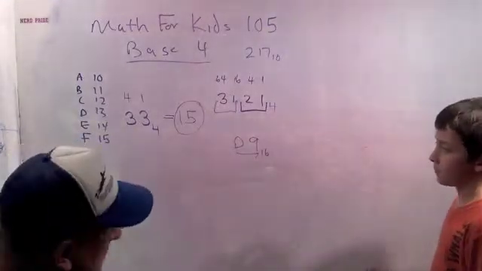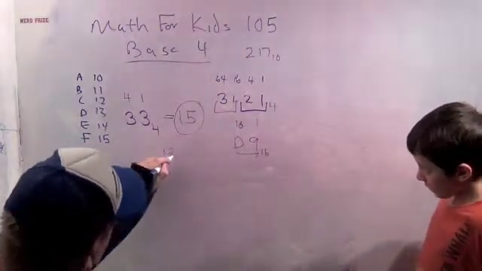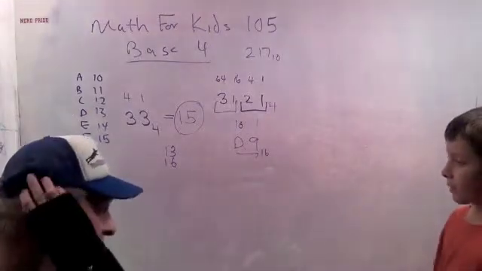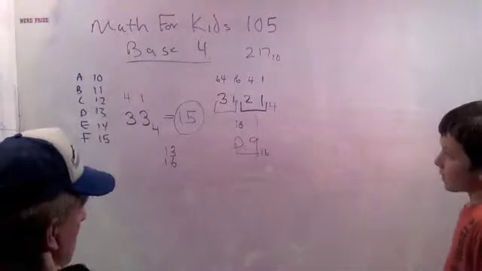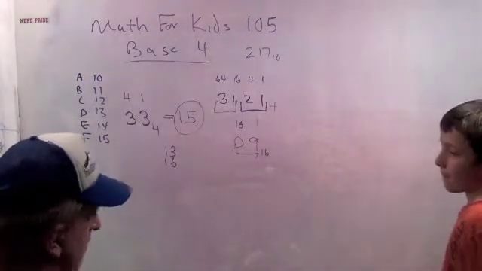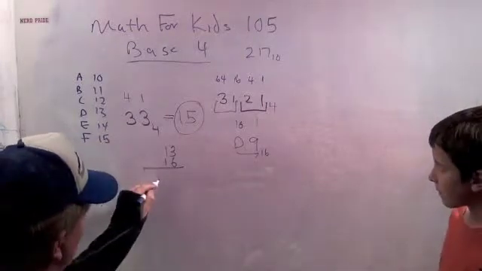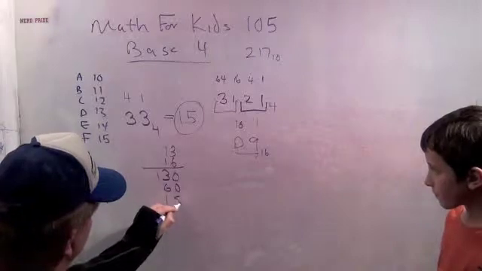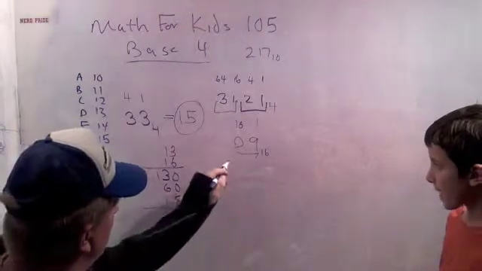Okay, let's see. This is the 1's digit and the 16's digit. So we have 13 times 16. That's D, right? What is 13 times 16? It's 208. Well, let's see. It's 130 plus 60 plus 18, which is exactly 208.